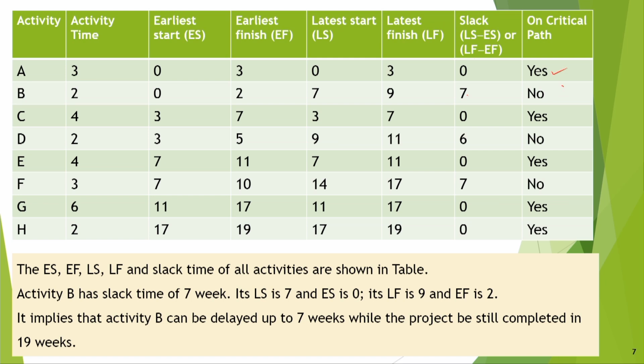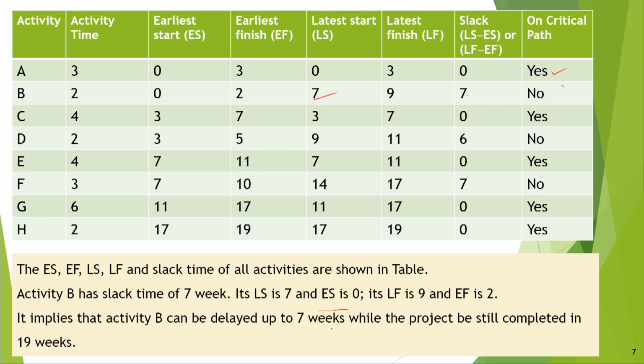Activity B has a slack time of 7 weeks, its LS is 7, and its earliest start is 0. That means the latest it can start is on the 7th day, and the earliest it should start is on the 0th day, that means immediately. So, its latest finish is 9, because activity duration was 2, and earliest finish is 2. It implies that activity B can be delayed up to 7 weeks, if we are talking in terms of weeks. Otherwise, whatever unit you are following, day, week, year, month.